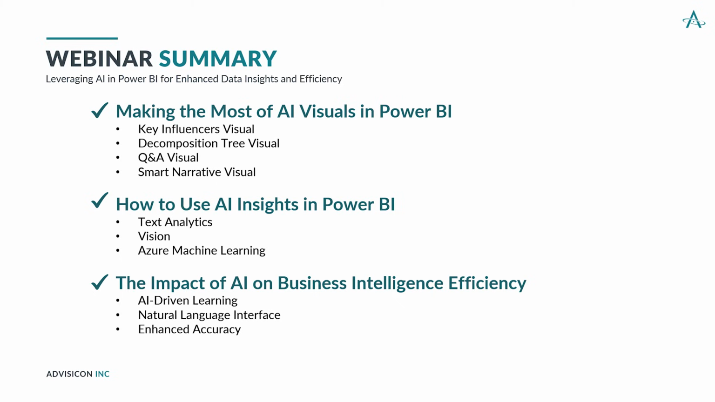Smart Narrative Visual. It creates dynamic text summaries to highlight trends and insights, making reports more engaging and informative. We also explored AI features in Power BI, like text analytics and vision, which are accessible directly in Power Query Editor for sentiment analysis, key phrase extraction, language detection, and image tagging without needing separate Azure subscriptions. Azure Machine Learning. It integrates predictive analytics and advanced modeling for accurate forecasts and deeper insights into historical data.